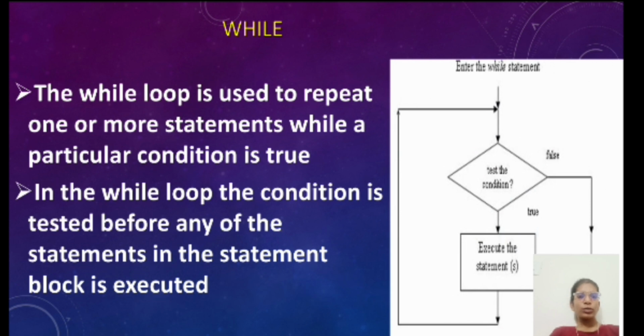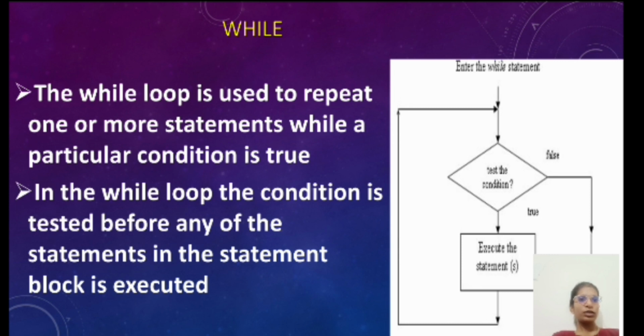Next, we are going to discuss iterative statements in C. There are three types of iterative statements in C. They are while, do while, for loop. In this video, I am going to discuss while and do while loops. While loop is used to repeat one or more statements while a particular condition is true. In while loop, the condition is tested before any statements in the statement block are executed.